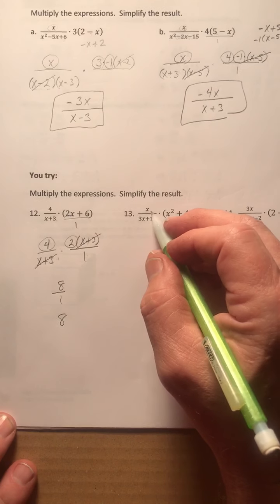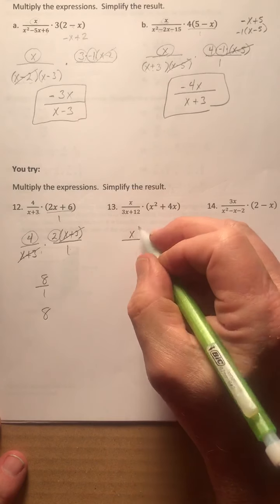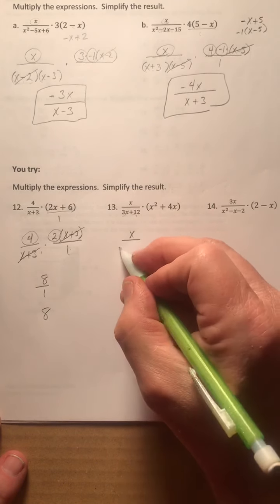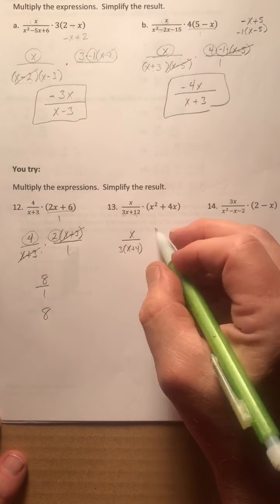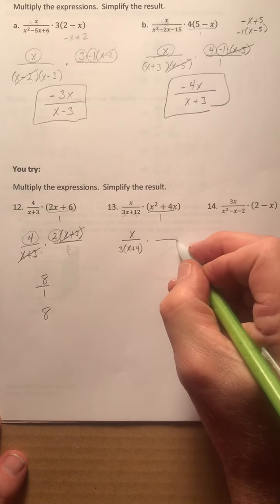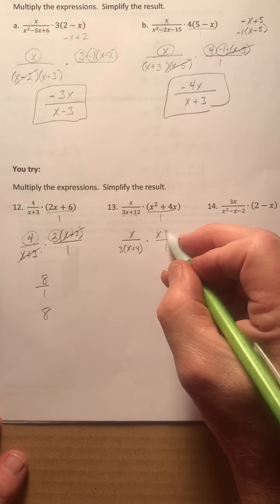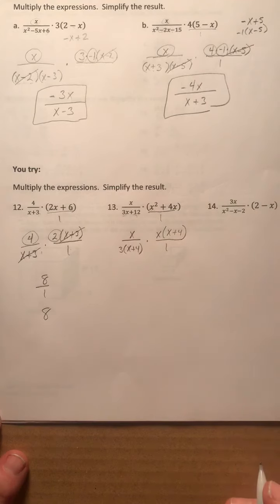All right, so let's see that. Next one, we got an x. Can't do anything with that. 3x plus 12. Well, we can factor a 3 out of this. So it gives us 3 and x plus 4. Times. This one again, it's over 1. We can factor an x out of both of these, and that leaves us with an x plus 4.